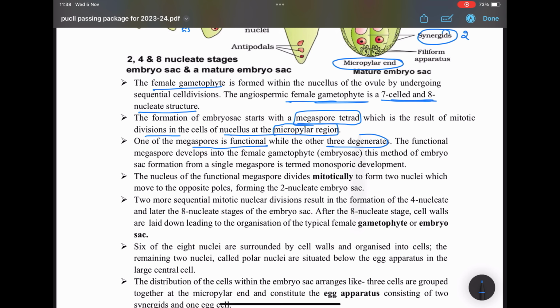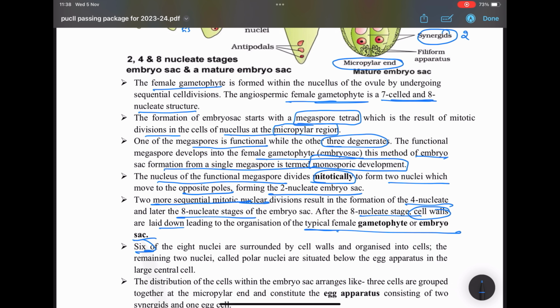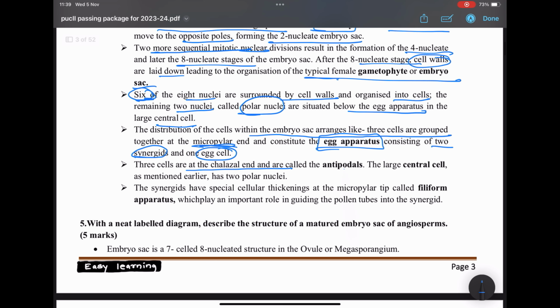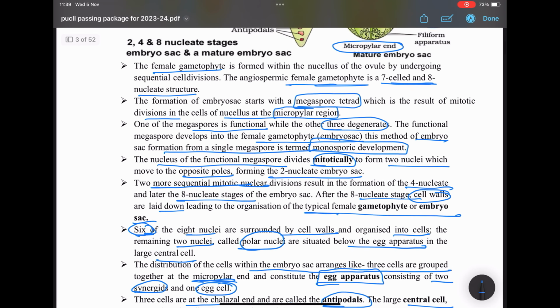The megaspore tetrad results in the formation of a functional megaspore. It will undergo mitotic divisions. It forms a 4-nucleate and 8-nucleate stage. After the 8-nucleate stage, the cell wall gets formed. In the egg apparatus, you will come across 2 synergids and 1 egg cell, whereas at the chalaza, you will find 3 antipodal cells.